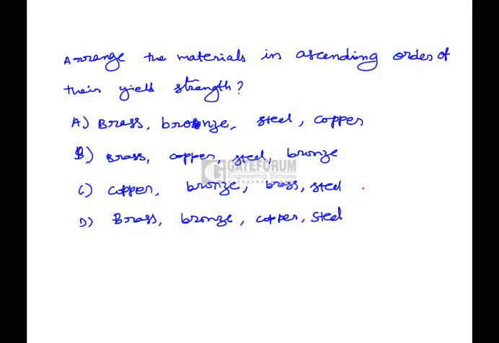The materials in ascending order of their yield strength. Here the options are brass, bronze, steel, copper; brass, copper, steel and bronze. In these options, the correct option is D. The yield strength increases in the order brass, bronze, copper and steel.